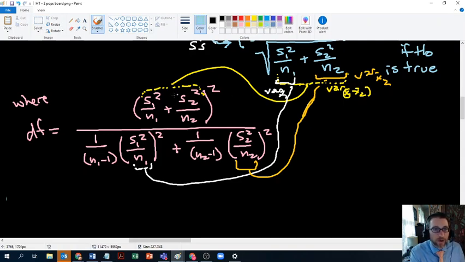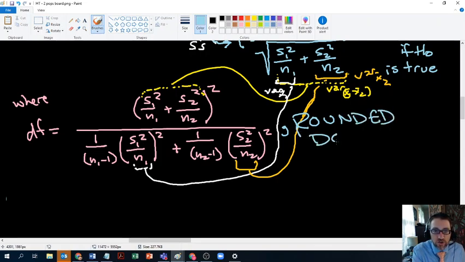Now the one thing I want to point out is that degrees of freedom have to be an integer, and this is not. There's no reason to expect that this would, generally speaking, yield an integer. So we're going to need to turn it into an integer, and in this case, it turns out that whatever value we get here, it's going to be rounded down. That's not generally true. Most of this class will round the way you learned. But in this case, for degrees of freedom for a t statistic of two means, we're going to round down this fraction to get our degrees of freedom.